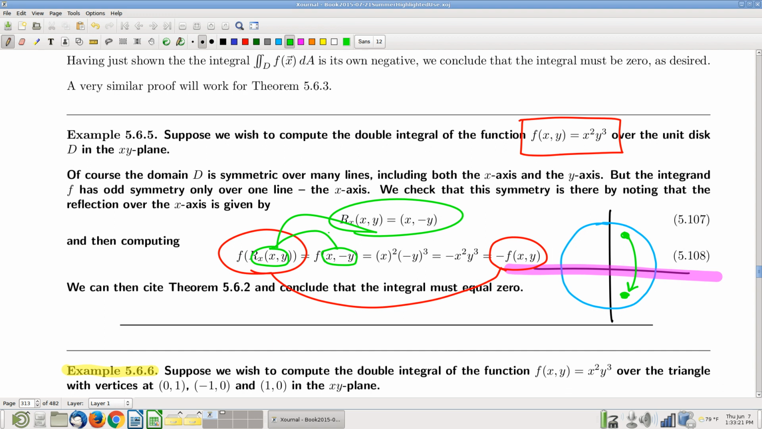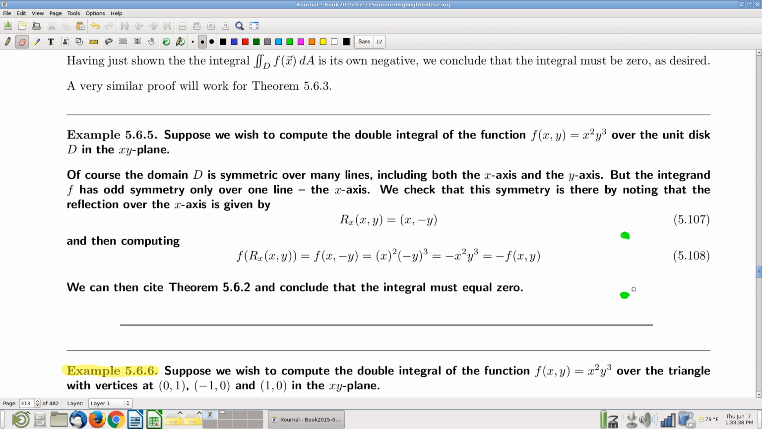So we have the conditions satisfied. The domain is symmetric over that line. The function has odd symmetry over that line. So the answer is 0. Don't have to do any antiderivative, don't have to do any bounds, don't have to do some sort of change of variables or something like that, just 0. It's a really cool theorem.